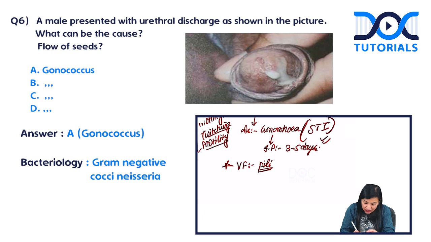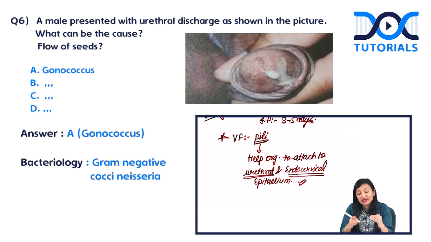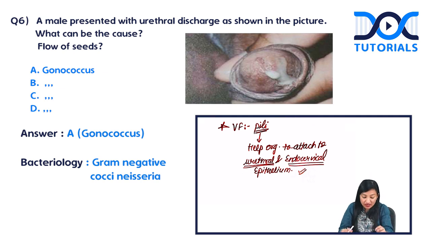Alright. Now these pili help the organism to attach to the urethral and endocervical epithelium. Remember, this organism causes urethritis and endocervicitis. So attachment to urethral and endocervical epithelial cells is brought about by pili. That's why pili are such important virulence factors.